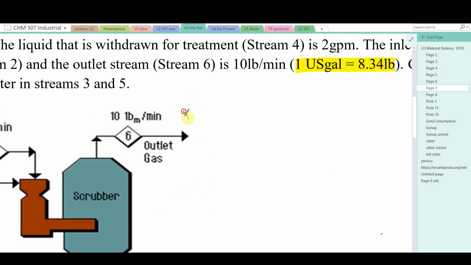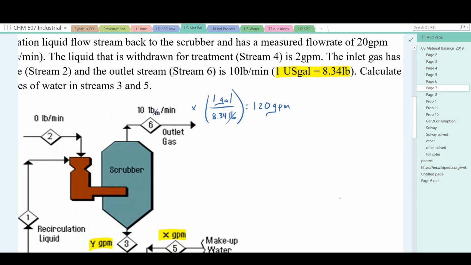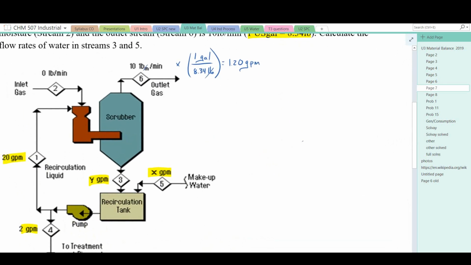Let's say 10 pounds per minute times 1 gallon for every 8.34 pounds. So pounds cancel, and I'll have 1.20 gallons per minute. So all of my flows are now in gallons per minute. I can say the flow in is equal to the flow out, right?